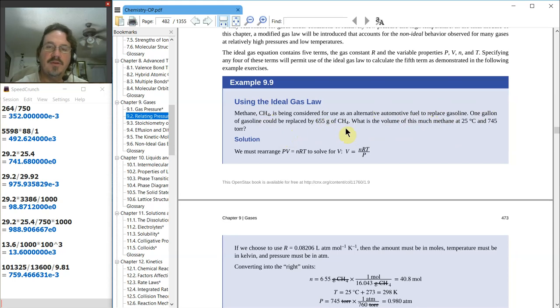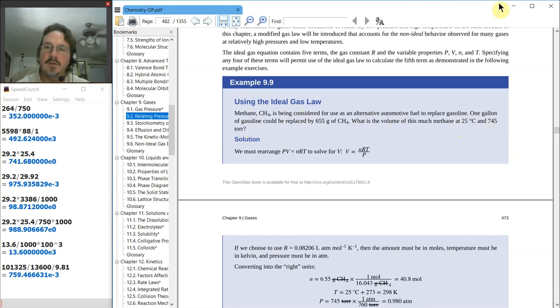655 grams of it. Now keep in mind, this is a gas. Methane is a gas. It's natural gas. It's the gas we use in our stoves sometimes or our furnaces. Natural gas, methane. All right, so 655 grams of it. Gases don't weigh a whole lot, or I should say they're not very dense, right? And so the same volume doesn't weigh a whole lot. So they want us to calculate what is that volume at 25 degrees Celsius, which is more or less room temperature, and 745 torr, which is a little less than 1 atmosphere of pressure.